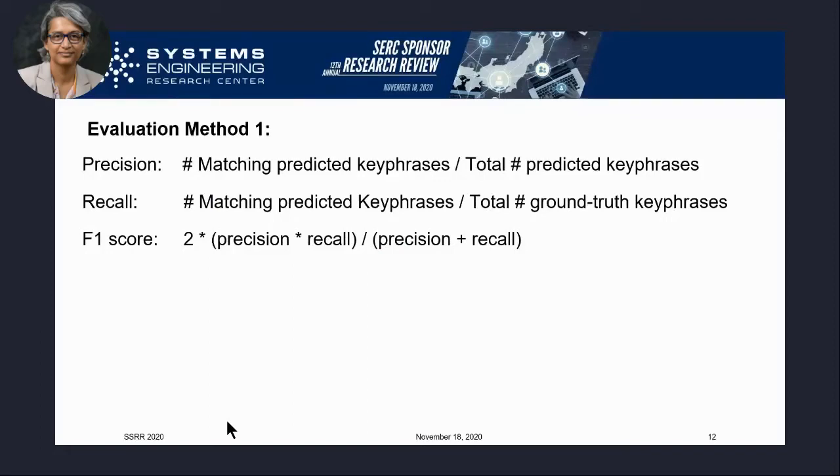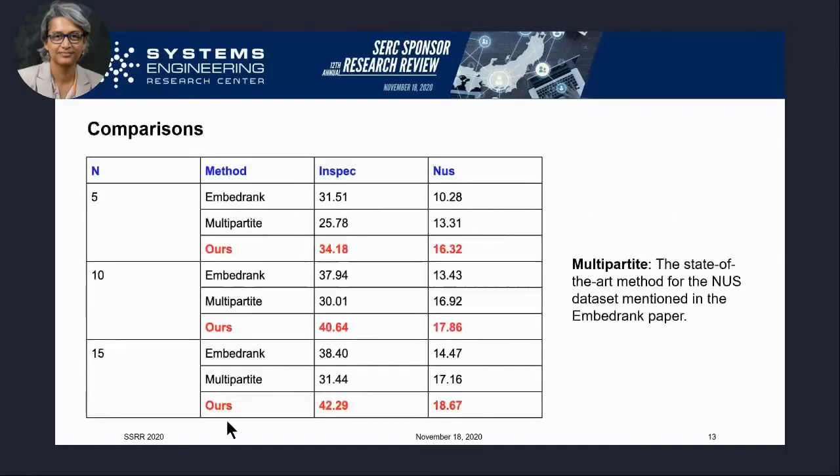F1 score is 2 times precision times recall divided by precision plus recall. These are standard metrics that are used in the literature. So next slide, please.